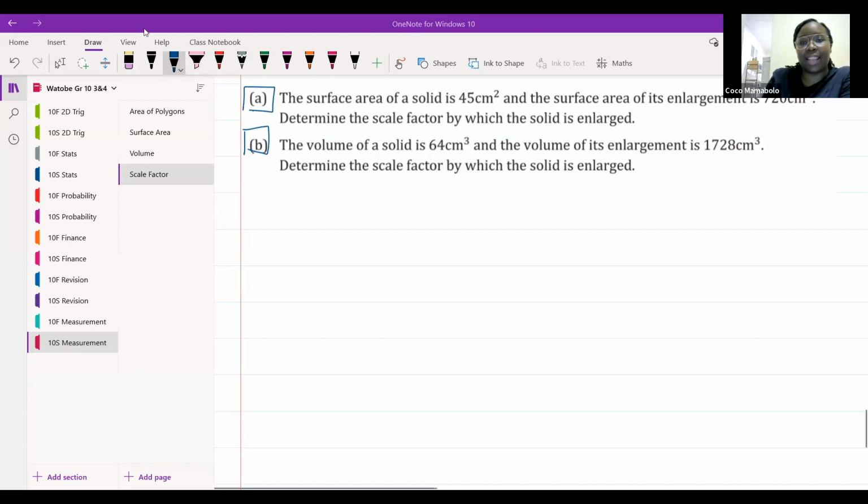Now, the answer that I have over here is going to be squared. So if I take 720 for A and I divide it by 45, how much do I get? What do we get, guys? How much do we get when we take 720 and we divide it by 45? Give me an answer in the chat. We get 16, correct. But is this the scale factor? Is this the scale factor?